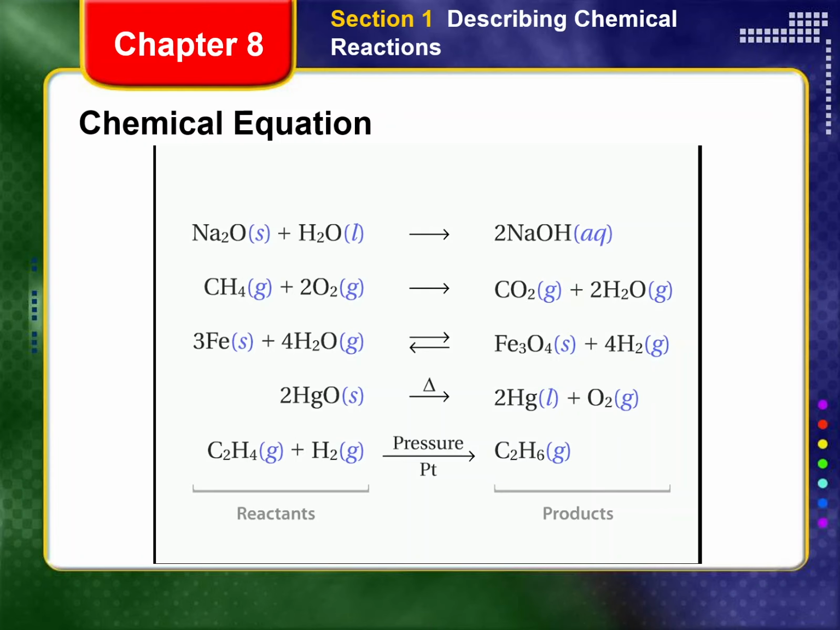AQ stands for aqueous and indicates that the substance is dissolved in water. Products and reactants are separated by an arrow indicating the direction of the reaction. If arrows point in both directions, the reaction is reversible. The products of this reaction can undergo another reaction that turns them back into the starting materials. If something is required to make the reaction progress, such as heat, pressure, or a catalyst, it is shown over or under the arrow.